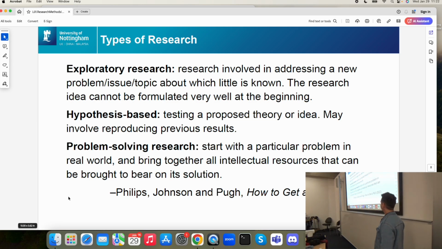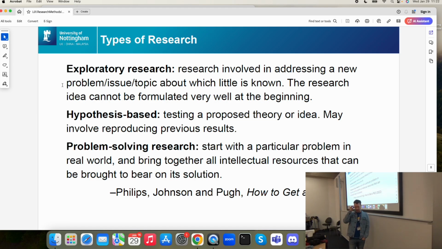What kinds of research do we have? What kind of options? I sort of mentioned this in the previous slide. We have exploratory research. Exploratory research is when you don't have a very clear hypothesis. You have a fuzzy, vague idea in your head, and you want to educate yourself more about a given topic or idea. So exploratory research involves addressing a new problem about which little is known. The research idea cannot be formulated very well at the beginning. Like, you just have a vague, fuzzy idea in your head.